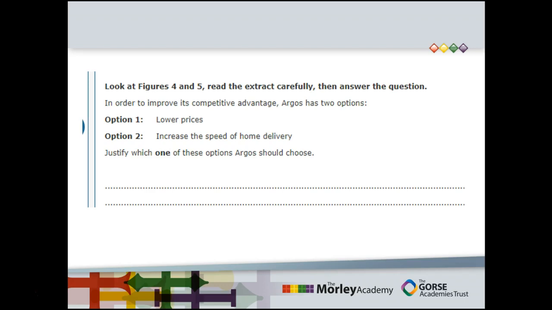The question is not saying would option 1 work or would option 2 work. They're saying which one would allow them to be more competitive. So look out for this double-parted question.